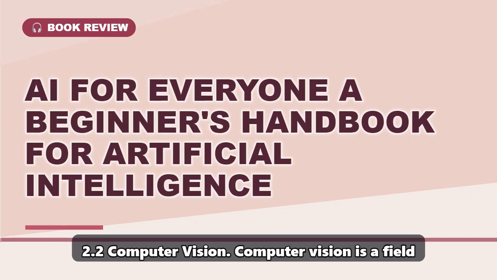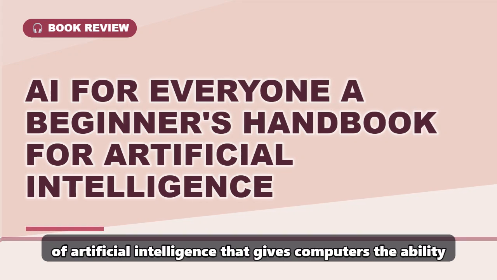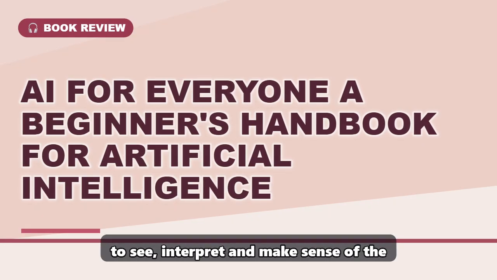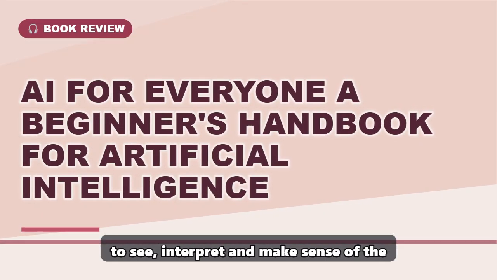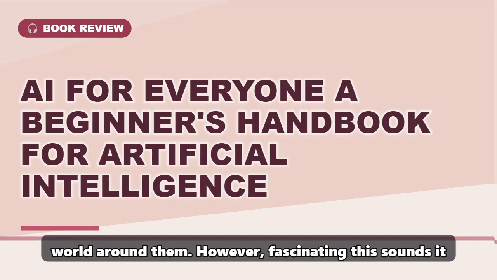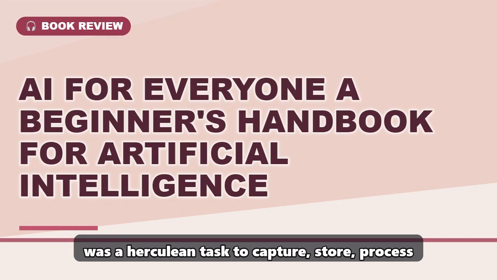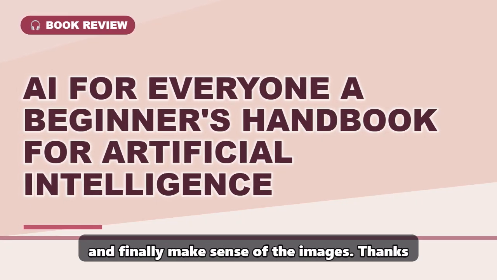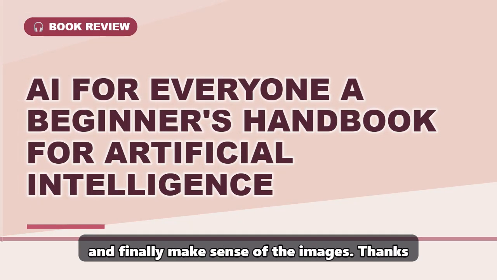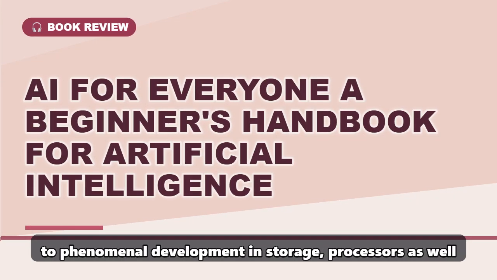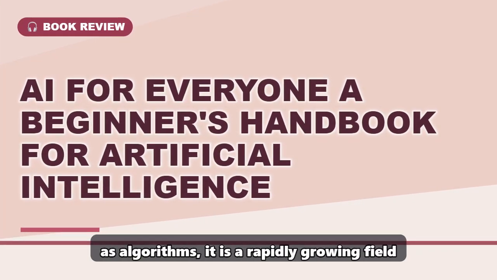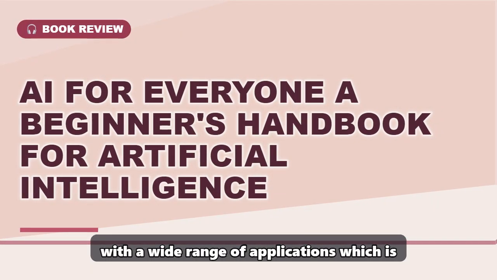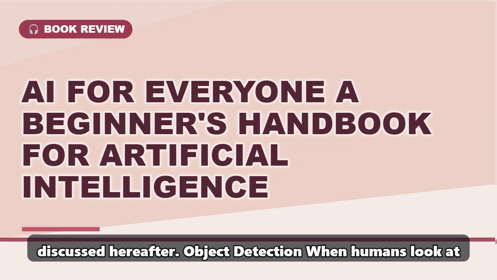2.2 Computer Vision. Computer vision is a field of artificial intelligence that gives computers the ability to see, interpret, and make sense of the world around them. However fascinating this sounds, it was a Herculean task to capture, store, process and finally make sense of the images. Thanks to phenomenal development in storage, processors as well as algorithms, it is a rapidly growing field with a wide range of applications, which is discussed hereafter.